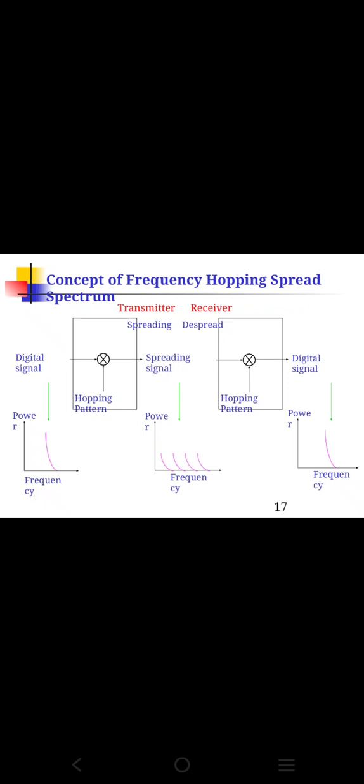Same as I said before, here also we have a transmitter and receiver side. On the transmitter side we will be using spreading, and on the receiver side we will be using despreading. We are using a multiplier, with the digital signal and the hopping pattern on the transmitter side, and in the same way on the receiver side we use the input spread signal with the hopping pattern to get the despread, and the digital signal is obtained at the receiver side.